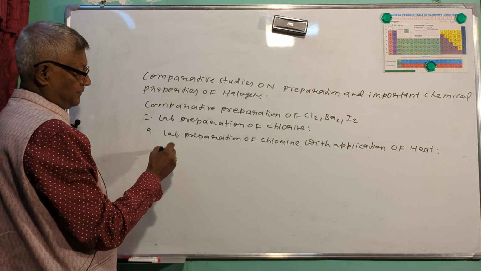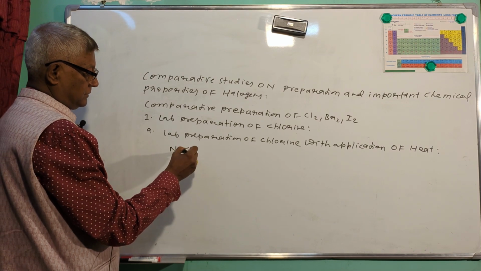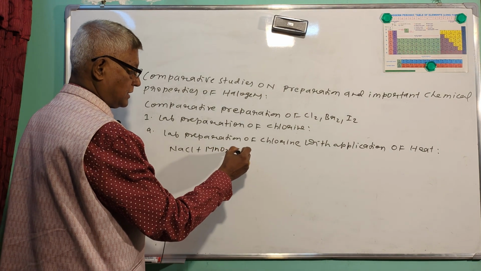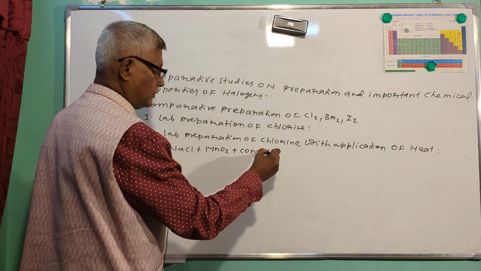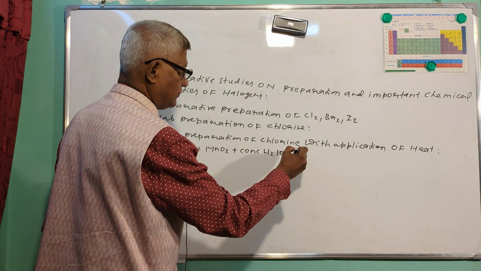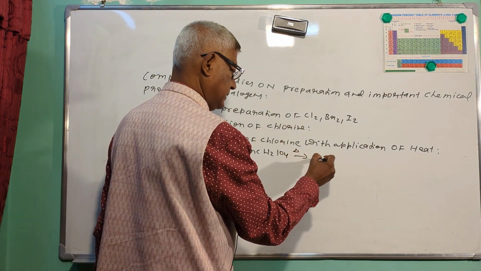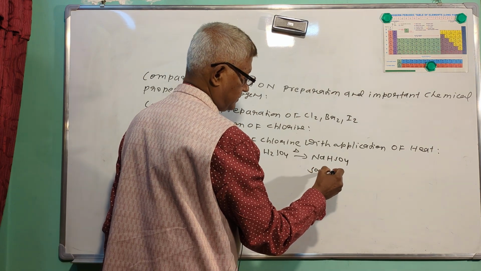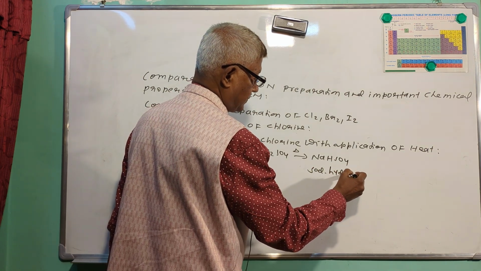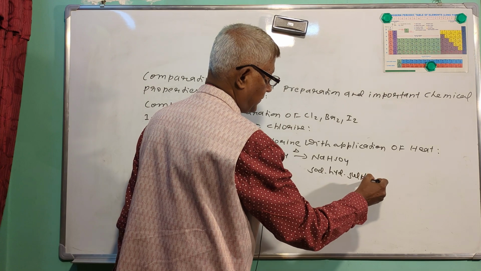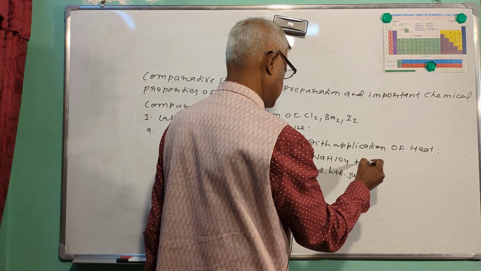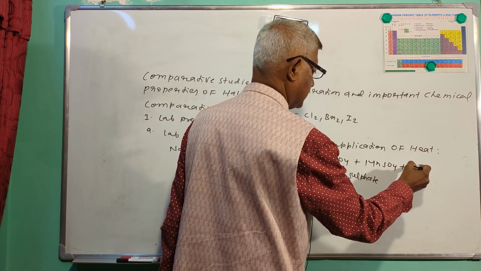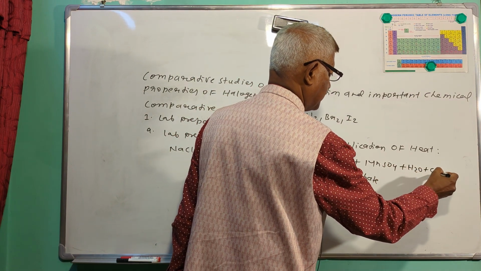So what we see, NaCl, sodium chloride, manganese dioxide, conc. sulfuric acid when heated. So what to get? NaHSO4, sodium hydrogen sulfate, plus manganese sulfate plus H2O plus Cl2.